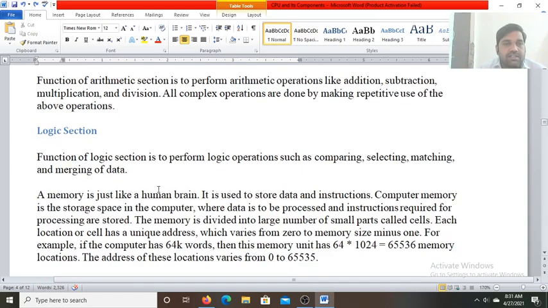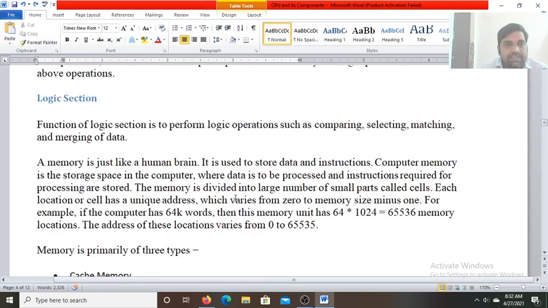Now the logic section. The function of the logic section is to perform the logic operations such as comparing, selecting, matching, and merging of the data. So it compares the data, selects the data, matches the data, and merges the data also. Merging means combining two files, combining two sets of data.